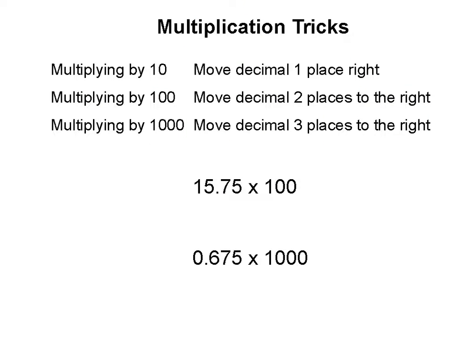Then they're going to test your knowledge on some multiplication tricks you probably learned at least once or twice before. When you multiply by 10, you can just move the decimal one place to the right. When you multiply times 100, just move it 2 places to the right. And if you multiply times 1,000, move it 3 places to the right.